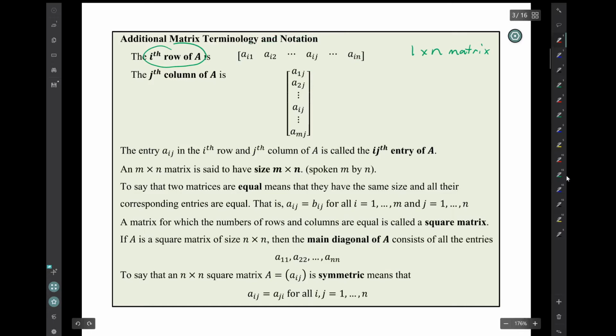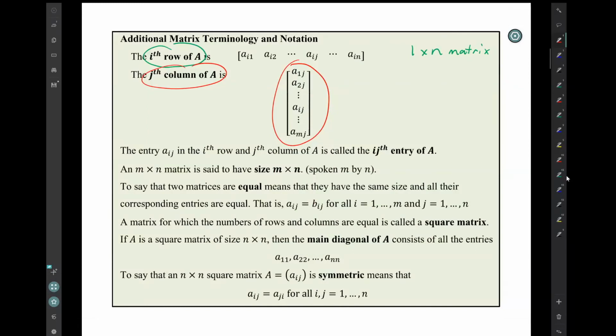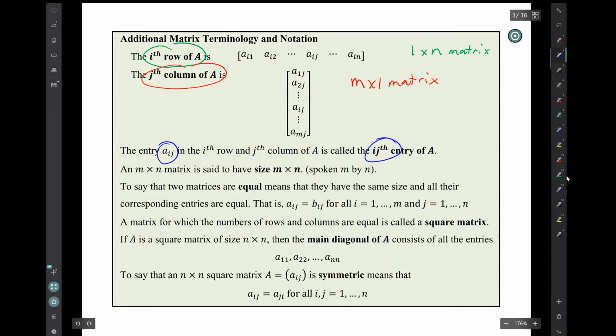What's called the jth column of A is this. That's that column of entries displayed as a matrix of their own. So notice that it's a single column, but it has a bunch of rows. It has a row for every row in the original matrix, so it has m rows. So the jth column of A is an m by 1 matrix. This entry denoted A subscript ij is called the ijth entry, and an m by n matrix is said to have size m by n.